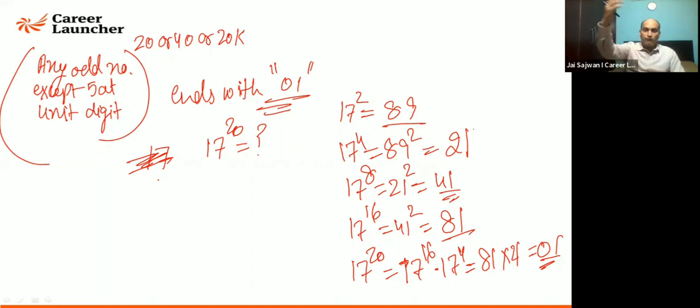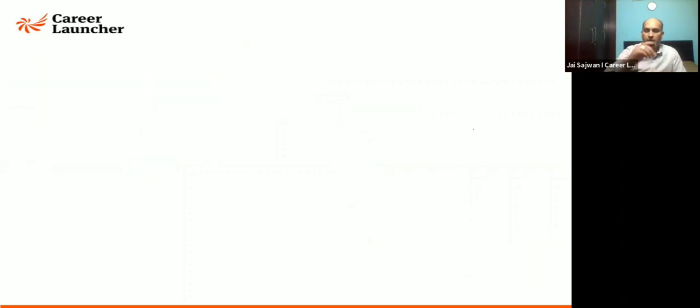Any number to the power of 20, 40, 60, 80, or any multiple of 20 always ends with 01. In case of even numbers, it always ends with 76. Fine. Now there's an important part here.